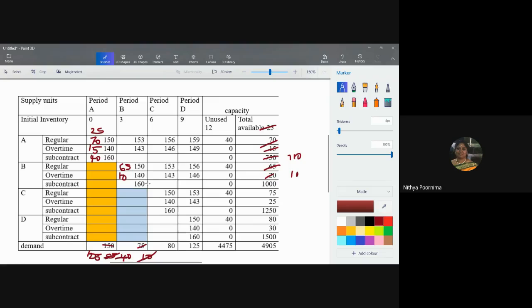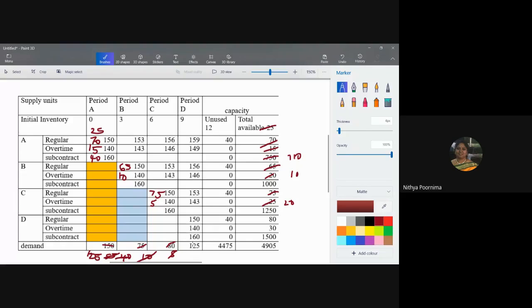Any doubts here in the allocation of period B? No, ma'am. Next, we'll move on with period C. In period C, my demand is 80, but there is a huge amount of capacity here again. So I'm going to start with the allocations here. First I will allocate 75. So you are left over with another 5. In that 5, I will remove 5 and allocate it here. So 5 and 5 get cancelled. So finally you are left over with 20 and 1250.